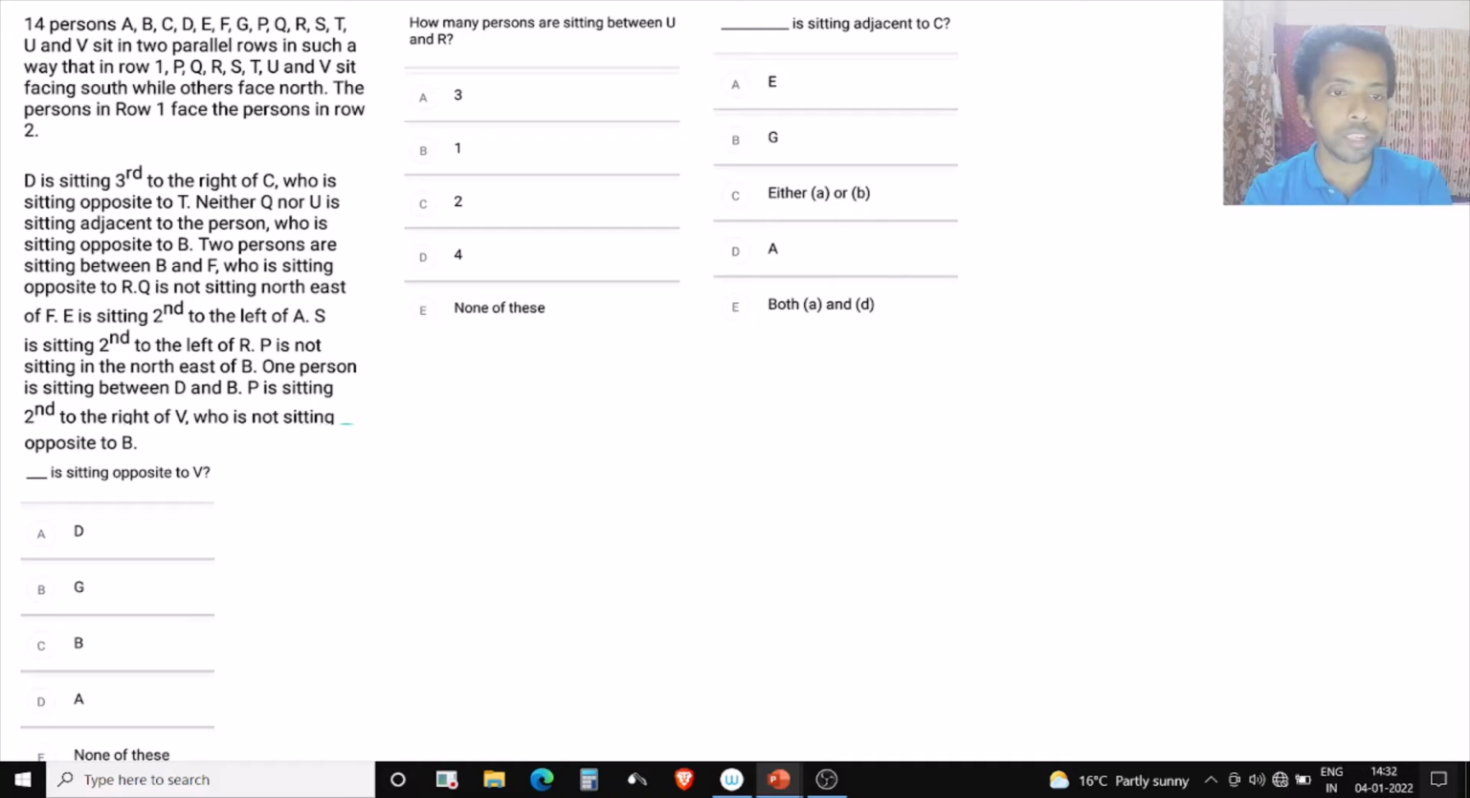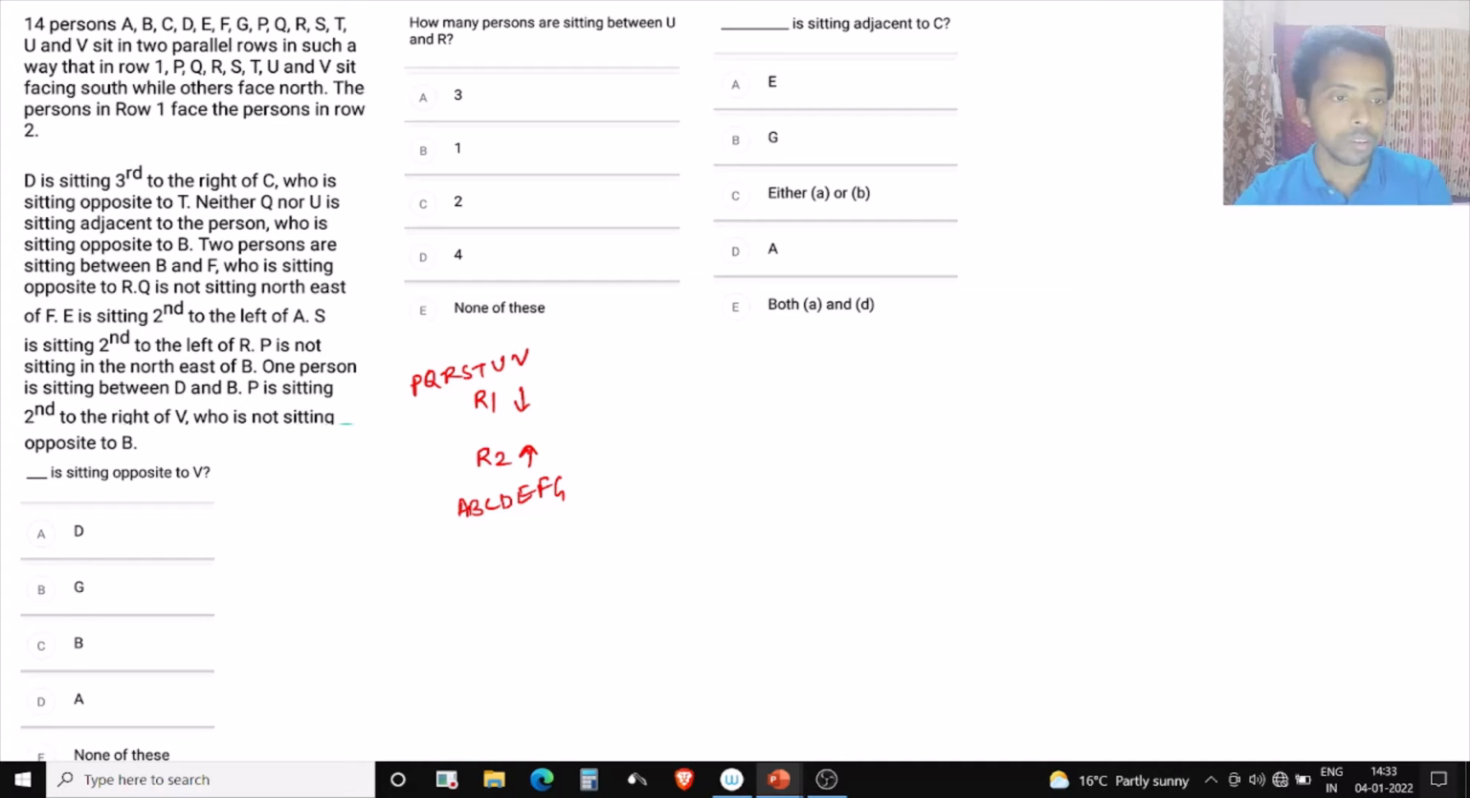14 persons are seated in two parallel rows in such a way that in row 1, P, Q, R, S, T, U and V sit facing north, while the others, means row 1, all the persons sitting in row 1 face north. So this is like row 1, that is facing south, and row 2, that is facing north. So row 2, the persons seated A, B, C, D, E, F and G, and in row 1, that is P, Q, R, S, T, U and V.